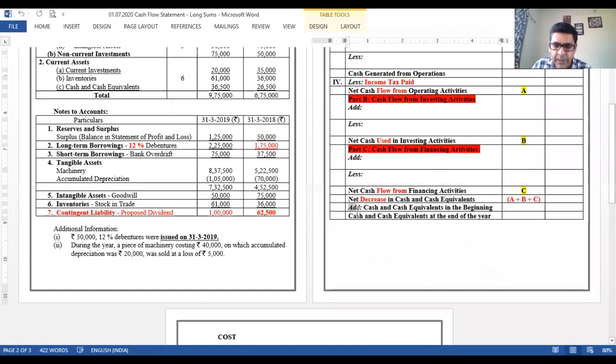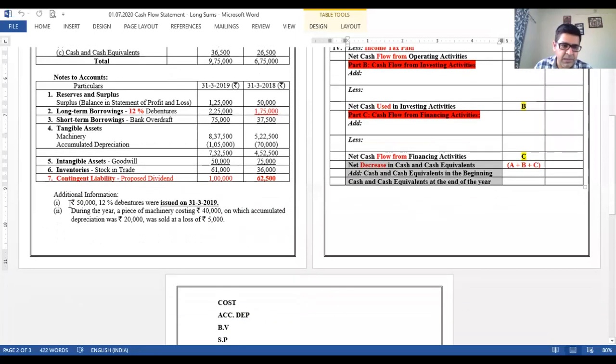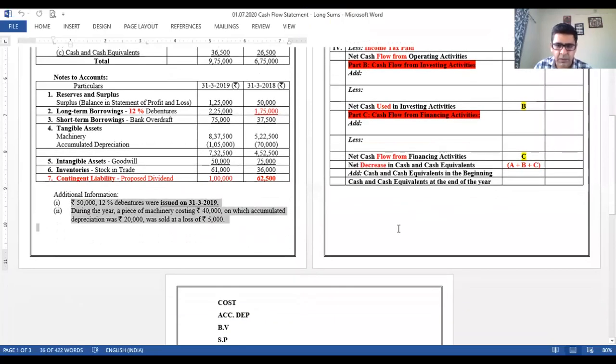Now, at the end, after A plus B plus C, what are we supposed to do? We need to add over here. You can see this add word. Add what? The opening cash and cash equivalents. And then the final answer will be the closing cash and cash equivalents. I will be discussing this, and depending on the adjustments, we need to prepare the ledger accounts.